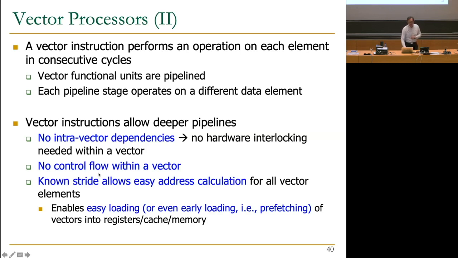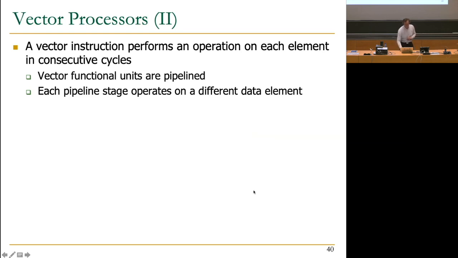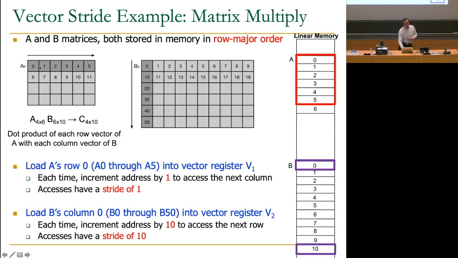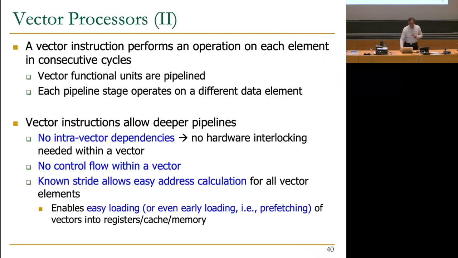And there's a known stride, right? You know the stride. This allows easy address calculation for all vector elements. Like if you go back over here, you always calculate the address by incrementing it by 1. Here, when you're loading this column, you always calculate the next address by incrementing it by 10. So you have a known stride, essentially. So that helps easy loading of vector registers into registers, cache, or memory, or even early loading or prefetching, because these are really predictable addresses.